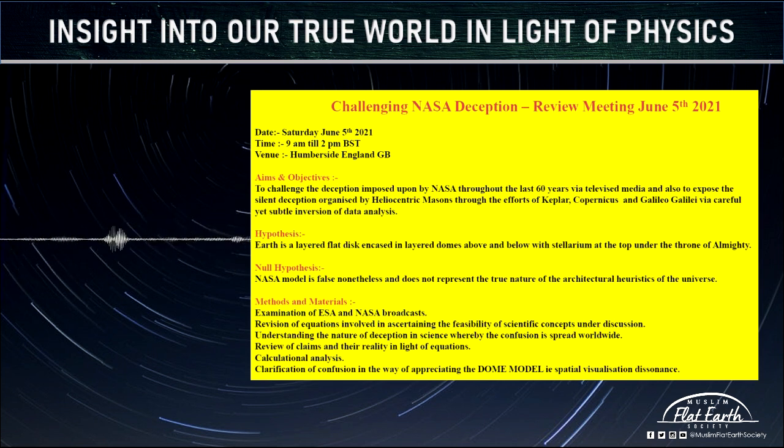My methods and materials were spending hours and hours seeing the experts examine the ESA and the NASA broadcasts, revision of equations involved in ascertaining the feasibility of scientific concepts under discussion, curvature of water, curvature equation, and all the other, Archimedes principle, colligative properties of water, and this and that. Then I spent time understanding the nature of deception in science, whereby the confusion is spread worldwide. I began to know how deceptive mathematics is, and how if you make a change of slight degree in the calculation, you can go from one end to the other. If you change the pathway of calculational theorem, if you change the assumptions in the equation, you can go a long way from reality. And then I understood the same thing was applicable to physics equations and the amount of assumptions we were making about the speed of light, this and that.